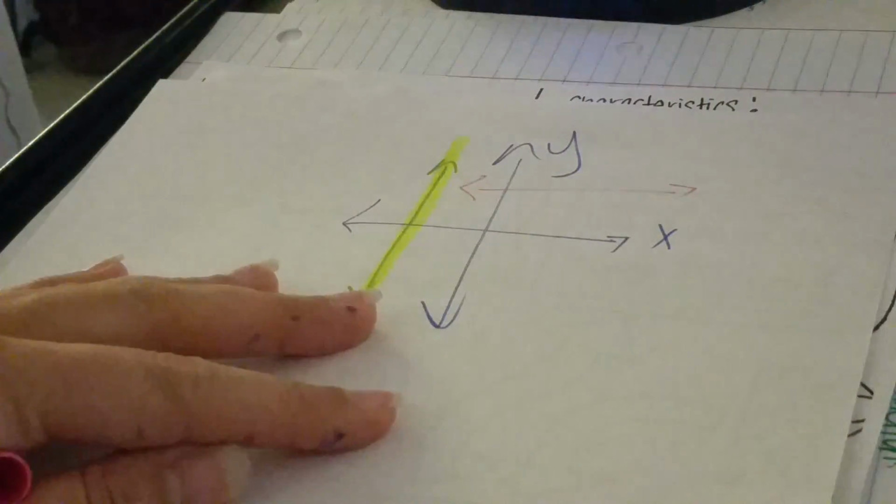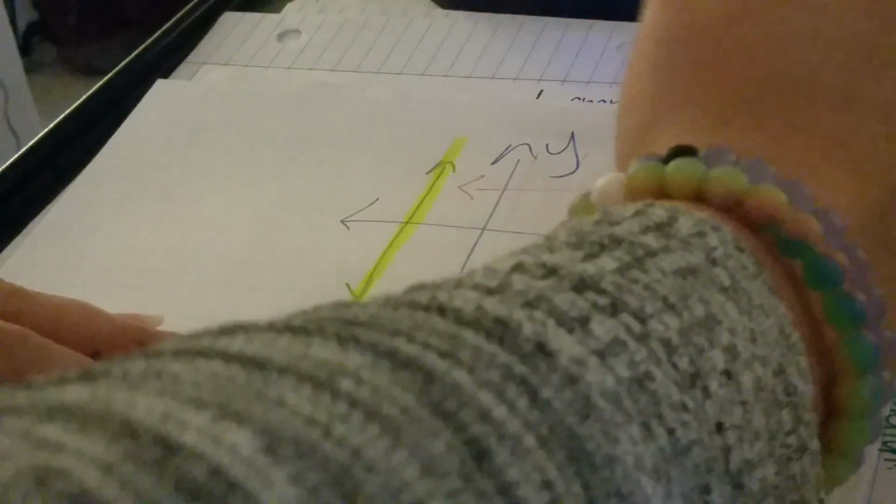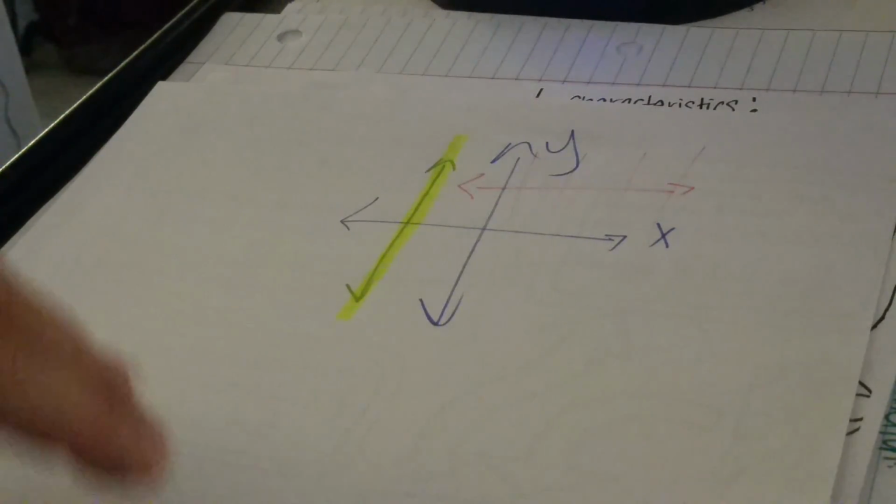What if this? It's a function. Because no matter where I draw my vertical line, that's going to pass the vertical line test.